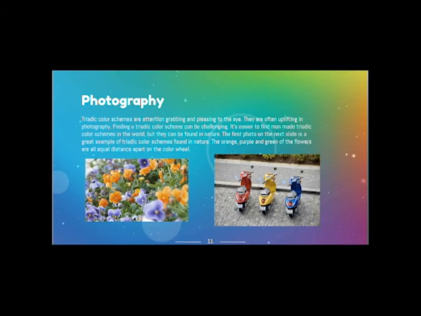Triadic color schemes are also seen in photography, similar to how you'll see it in paintings. Here in the first photo on the next slide is a great example of triadic color schemes found in nature. The orange, purple, and green of the flowers are all equal distance apart on the color wheel.